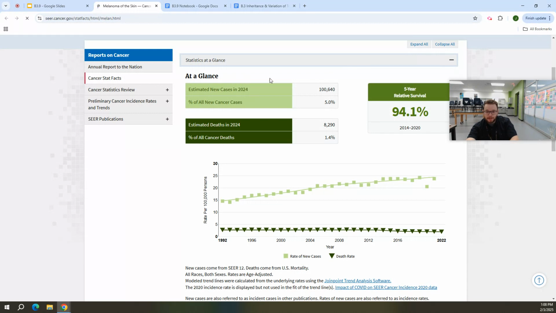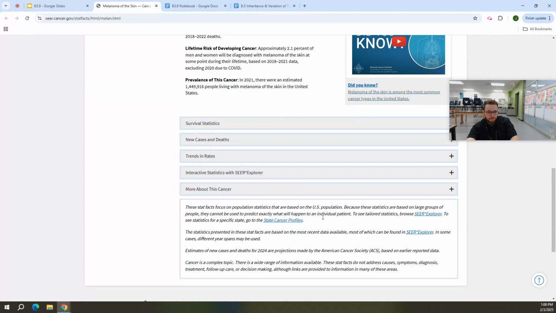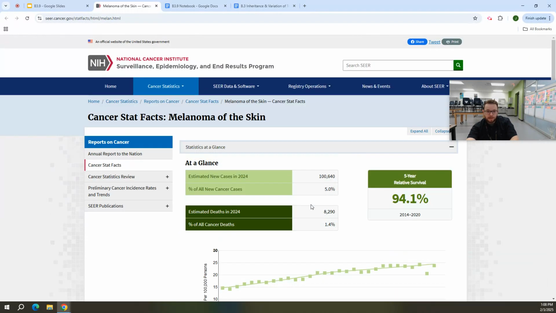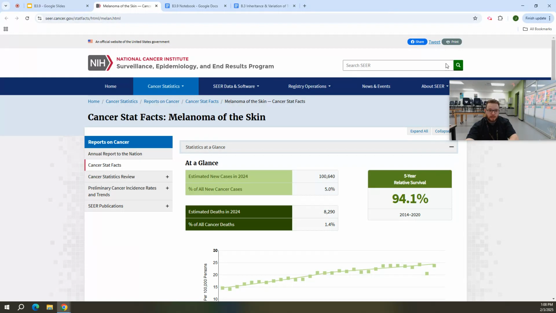Okay, and this is updated as of 2024. Those are our estimated new cases, estimated deaths, the percent of all cancer deaths, and yeah, lots of good information. You can click through all of this, look at it as much as you want, do as much delving into this as you would like, and notice and wonder all the things that you can.